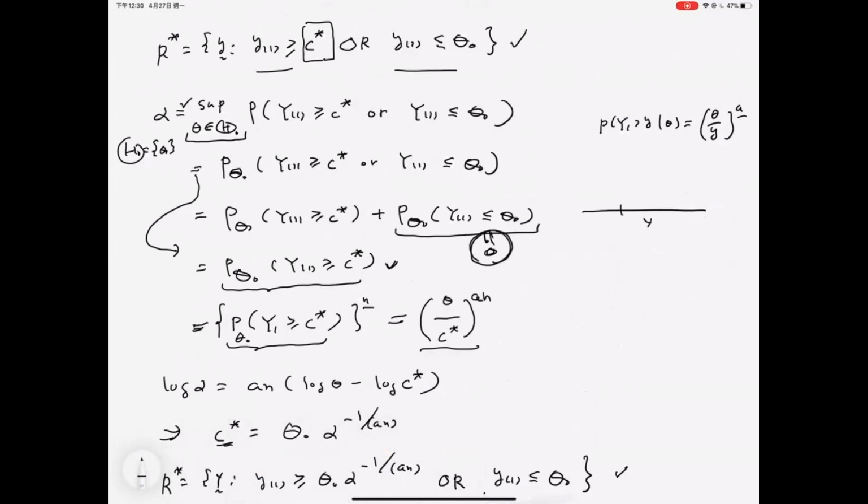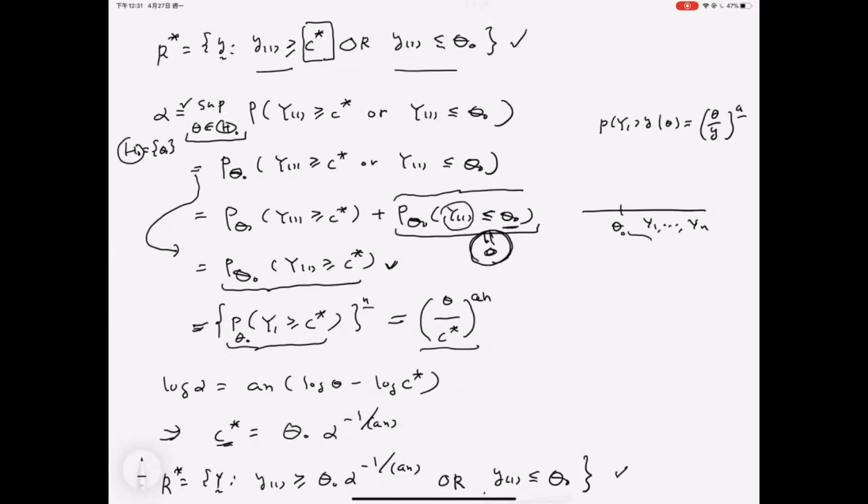Assuming your Y1 to Yn are bigger than theta, what is the probability if my theta is actually theta not? Your theta under the null hypothesis is theta not. So-called under your null hypothesis means your true state is theta naught, which means your Y1 to Yn are bigger than theta naught. Making sense? Okay. So if your Y1 to Yn are bigger than theta naught, the probability of the smallest one being smaller than theta naught is zero.